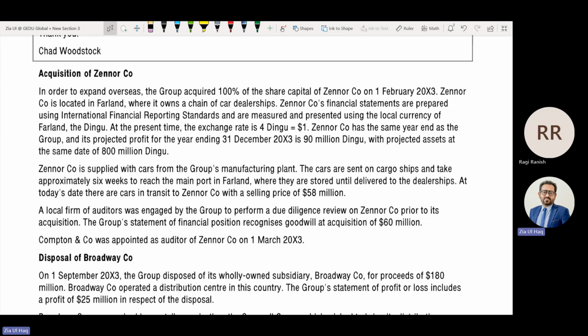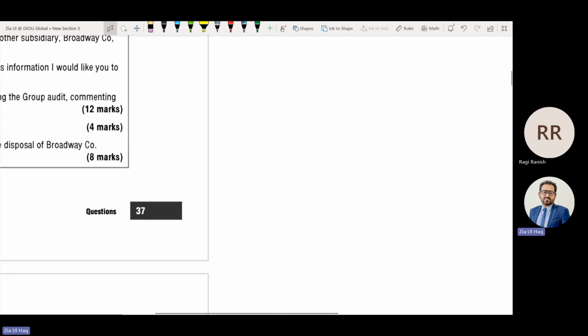Zanner Company's financial statements are prepared using International Financial Reporting Standards and are measured and presented using the local currency of Farland, the Dingo. At the present time, the exchange rate is 4 Dingo to $1. Zanner Company has the same year end as the group, and its projected profit for the year ending 31st December 2023 is 90 million Dingo, and projected assets at the same date 800 million Dingo. So first we will put the heading Zanner Company, Part A.